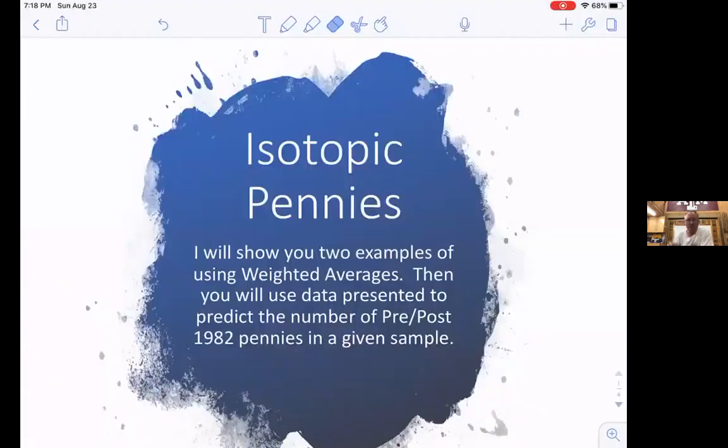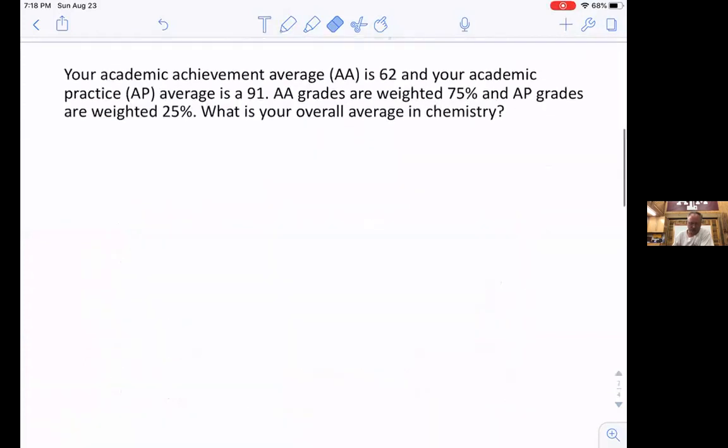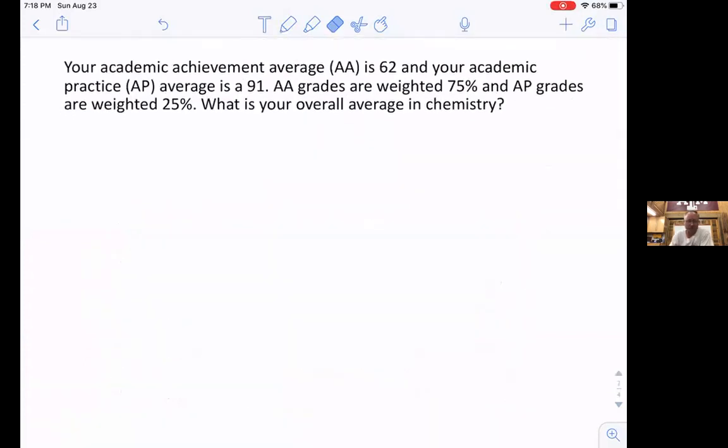So let's do two weighted average calculations as demonstrations. So your academic achievement, this one should not be true, but it may be. Your academic achievement average, let's say, is a 62, and your academic practice average is a 91. The academic achievement averages are weighted 75%, and the practice grades are weighted 25%. So what is your overall average in chemistry?